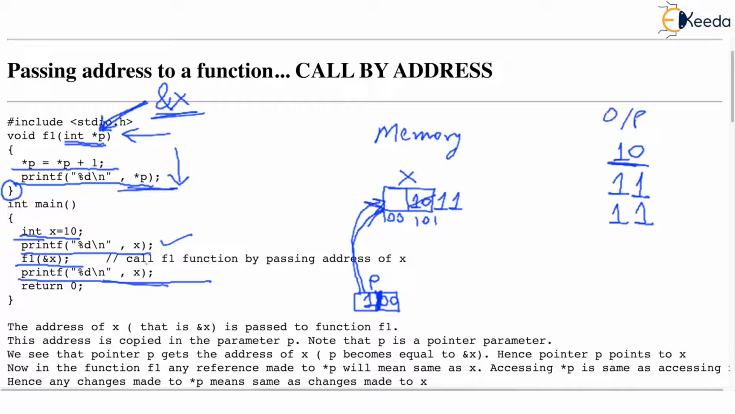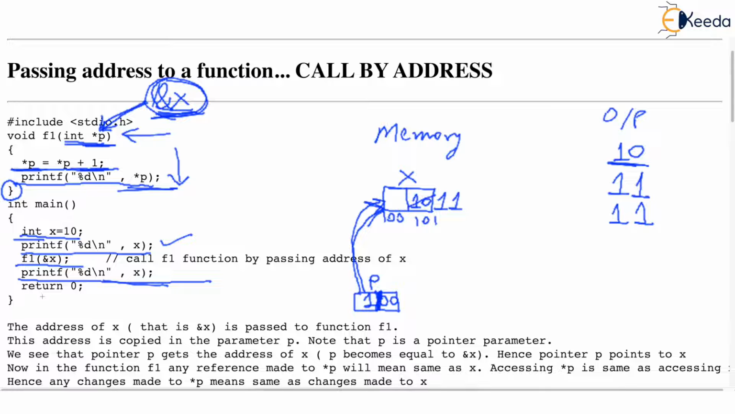What you observed is that if you pass the address of a variable to a function, then that address must be copied in a pointer. So the parameter must be a pointer. And now if you use the pointer and try to change the value, then the value of the original variable whose address had been passed will change.